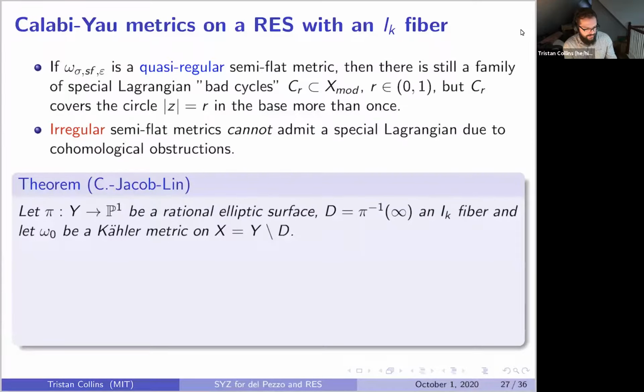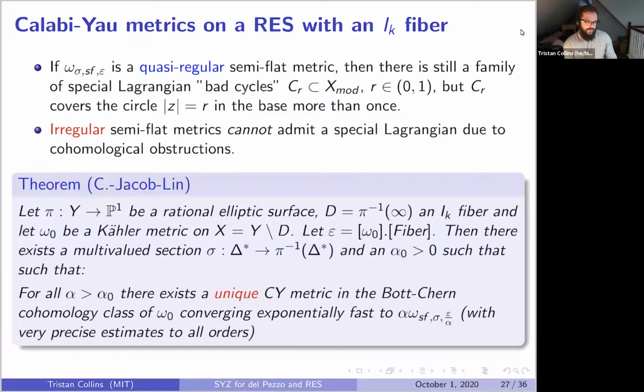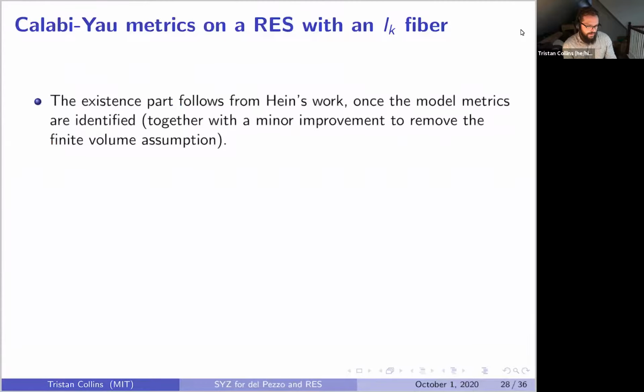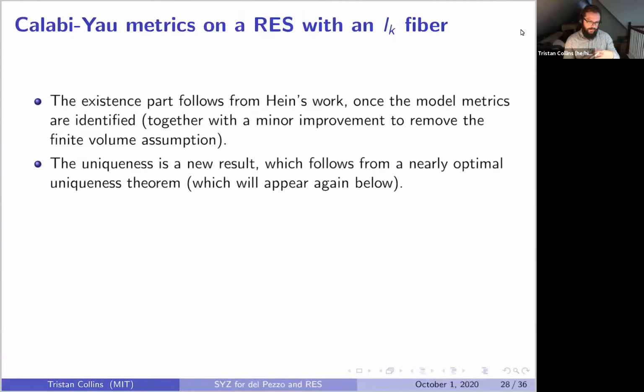So the theorem is that if we start with a rational elliptic surface with an IK fiber and any Kähler metric on the complement of the IK fiber, then you can find a unique Calabi-Yau metric in the Bott-Chern cohomology class of your initial data, which converges exponentially fast to a multi-valued, so to a possibly non-standard semi-flat metric. So the key point here is, while the uniqueness is really important, but also the fact that this applies to all Kähler classes.